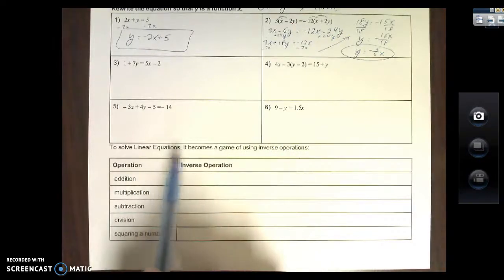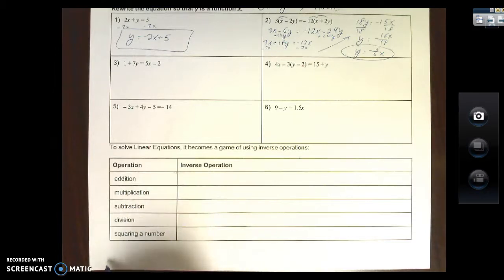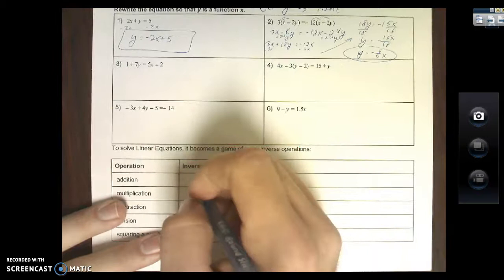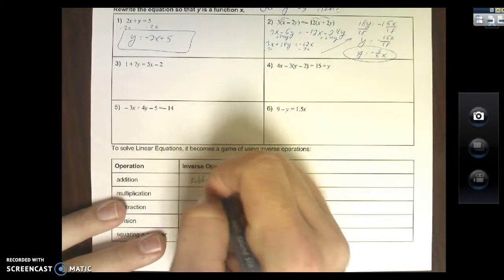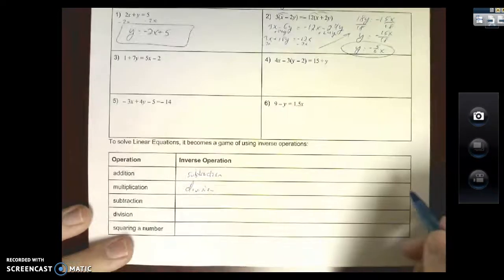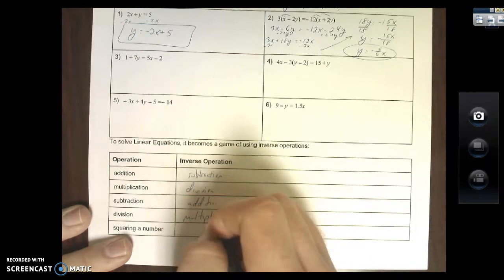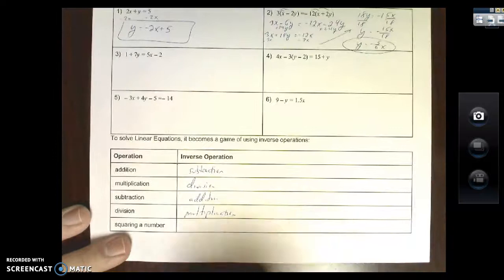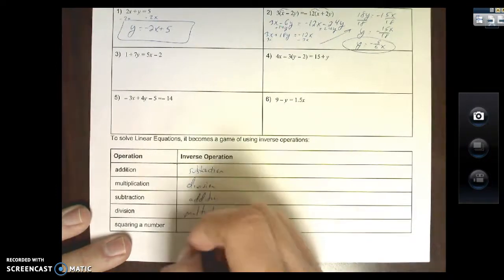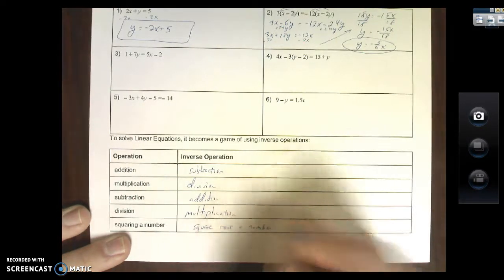So to solve a linear equation, it becomes a game of using inverse operations. So here are our operations: addition, multiplication, subtraction, division, squaring a number. The inverse is the opposite. Addition, the opposite of that is subtraction. Multiplication, the opposite is division. Subtraction, my inverse is addition. Division, of course, will then be multiplication. Lastly, when I'm squaring a number, the inverse operation is to square root a number. Okay? So we're going to use that to help us on the back.